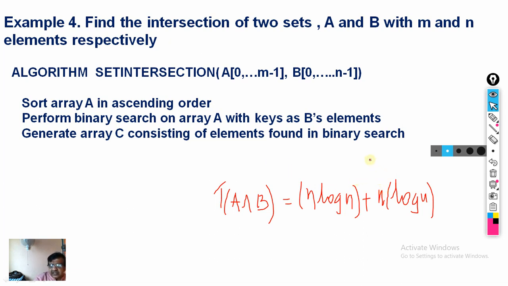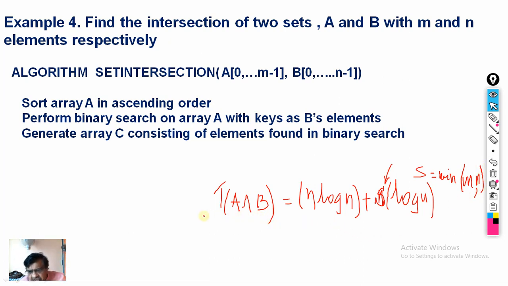elements. Let us assume that here n should be taken as, I will change this to be S. Let us say S should be taken as the minimum among M and N. It's the minimum value among M comma N. Therefore, what we do is we will arrange that array which has the minimum number of elements.